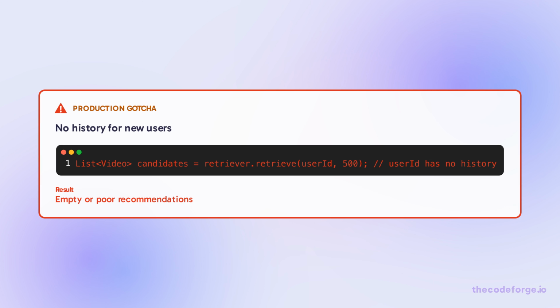New users have no interaction history. The retrieval returns nothing useful. Solution: use a default model based on device type, location, and time of day. Force show a few popular videos to bootstrap the profile.